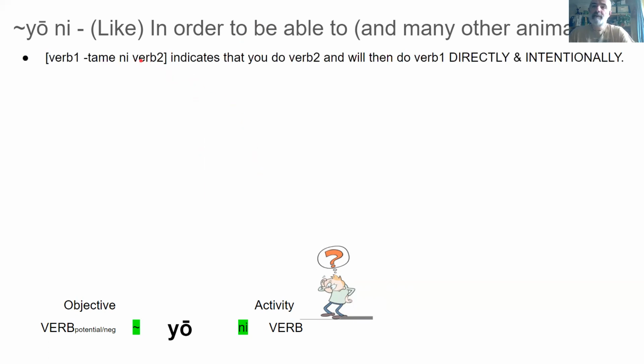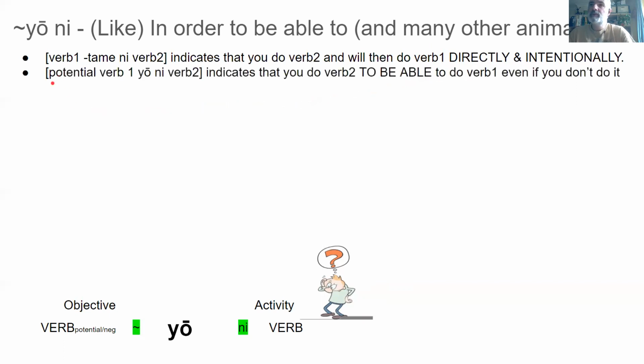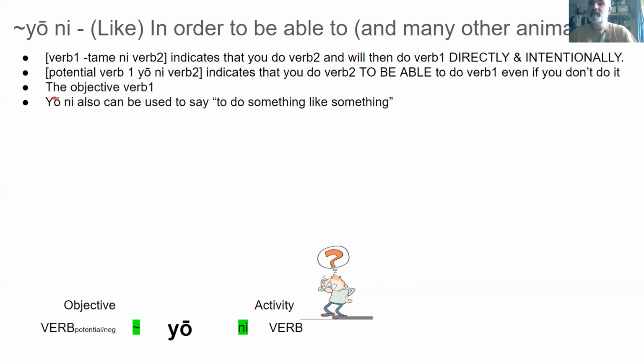So when we did tameni, this was verb 1 or noun 1 and verb 2 or noun 2, indicating that you do verb 2 in order to achieve verb 1 with some directness and intentionality. If we put verb 1 into the potential form though, and then put verb 2, it indicates that you do verb 2 in order to be able to do verb 1, even if you don't actually do it. So the objective is verb 1, and then verb 2 is the action.